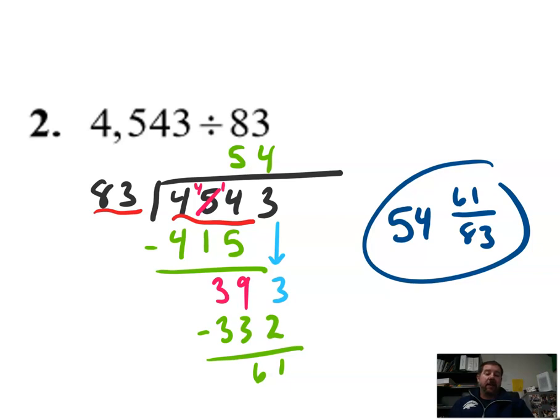That goes 5 times. 5 times 8 is 40. And then I multiplied 5 times 83 and got 415. Subtracted. Brought down my 3. 4 times 83 is 332. Subtracted. And again, what's left at the very end is my remainder when I have nothing left over. And so that remainder, again, I can put on top of my fraction and write this as a mixed number. 54 and 61 over 83.